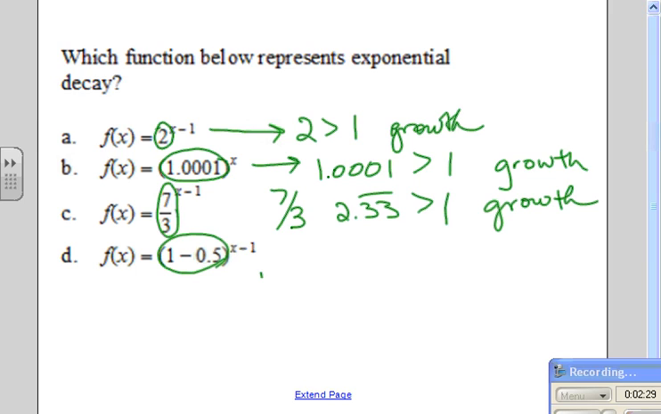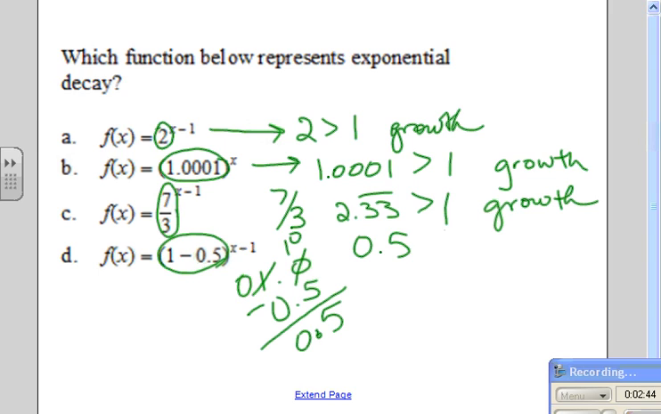If you have 1.0 minus 0.5, and you do the math, 10 minus 5 is 5. So that's 0.5. 0.5 is less than 1, which means there's your decay. If there's math inside the parentheses and the exponent is on the outside of the parentheses, then you have to do the math first before you make the evaluation as to whether or not it is growth or decay.